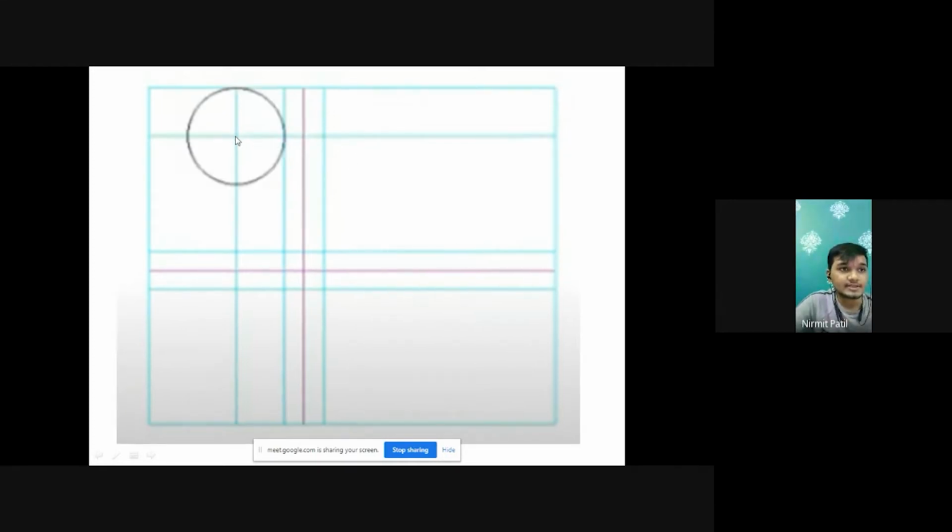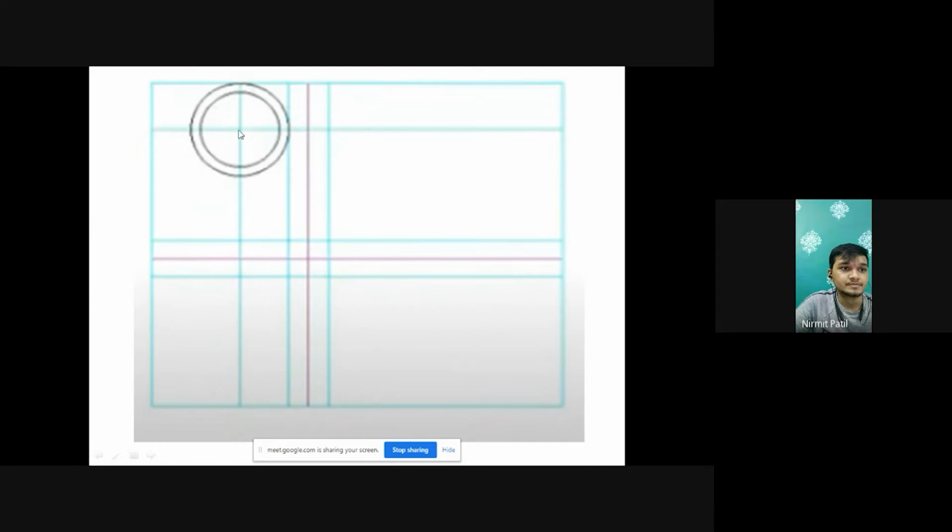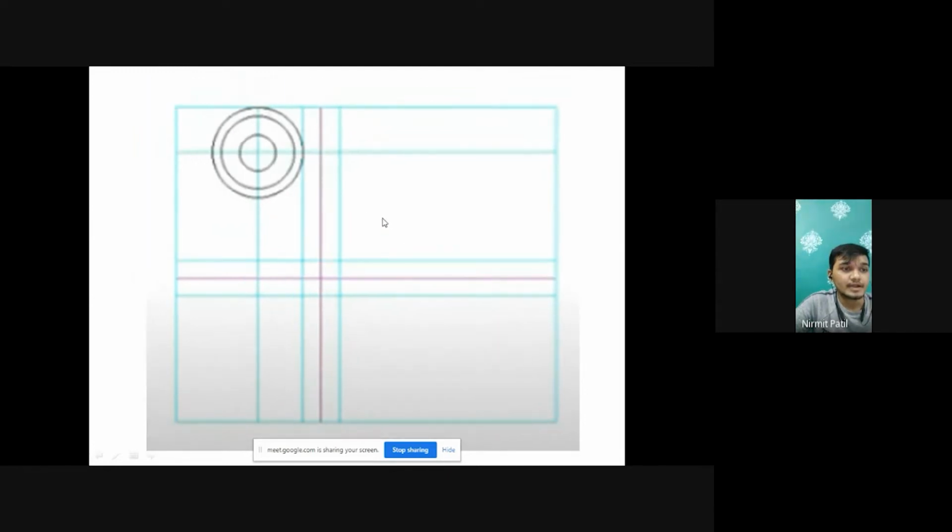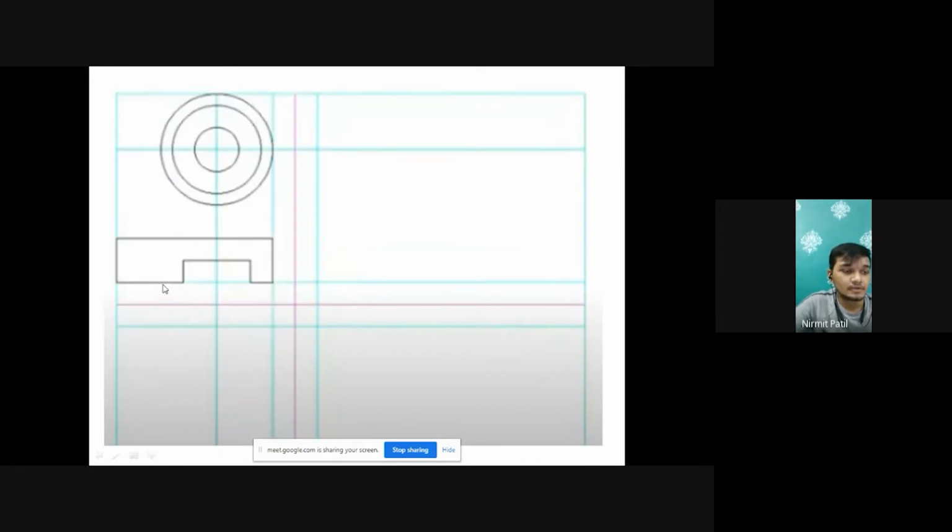Now, considering this as the center point, we will draw a circle of radius 25 mm. Now, another circle of 20 mm and another circle of 5 mm. Now, we will construct the base with the help of a line of length 70 mm and height 20 mm. As per the question, there is a gap which we are supposed to show, which is of length 30 mm.